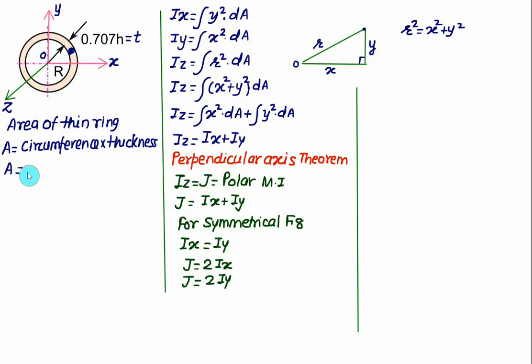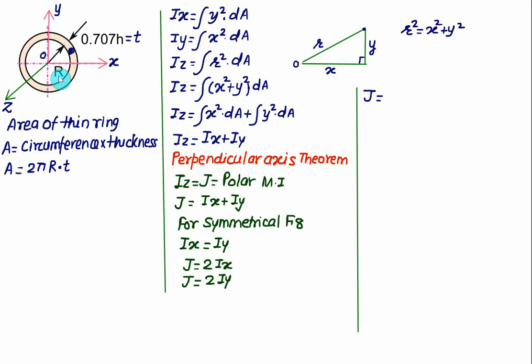The area of this thin ring, A, will be equal to circumference multiplied by thickness. The circumference in this case will be equal to 2 pi multiplied by r, which is the radius of the ring, multiplied by thickness t. The thickness t we can replace as 0.707 times h. So we can very well calculate the polar moment of inertia J for the elemental ring.